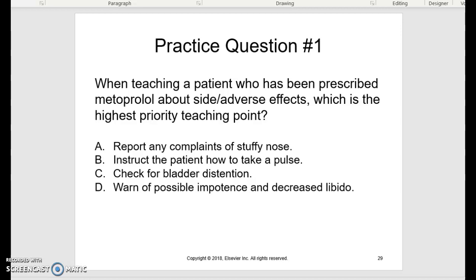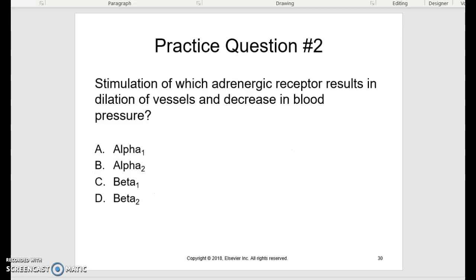It is most important for the patient to learn how to monitor the heart rate because of the side effect of bradycardia with those beta blockers. So again, it's not just blood pressure that we're monitoring, but pulse also when our patient is taking a beta blocker. Question 2, stimulation of what adrenergic receptor results in the dilation of vessels and decrease in blood pressure?